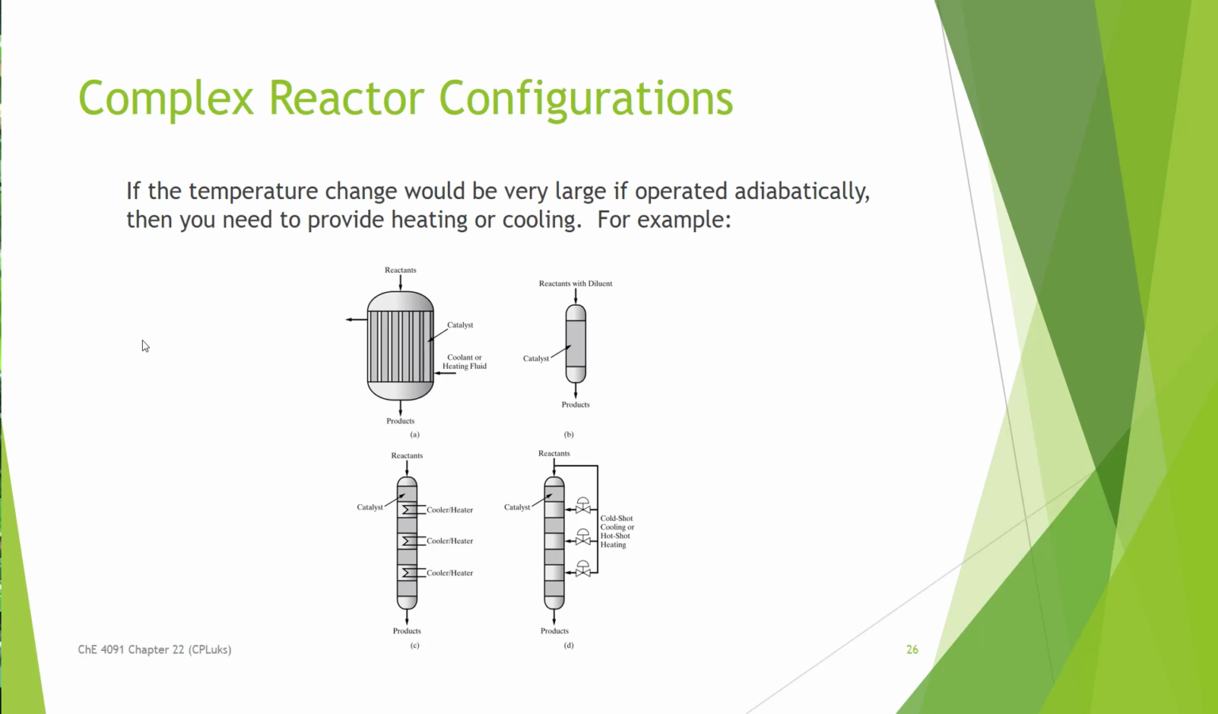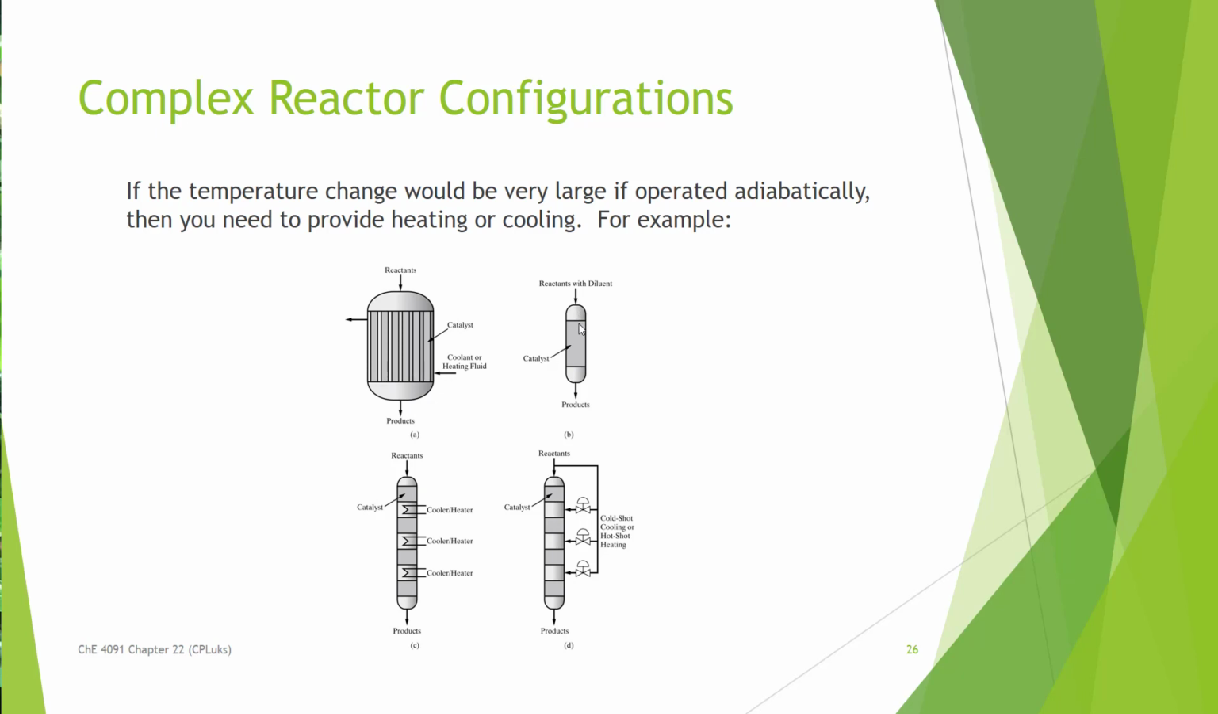Now, there's a wide variety of complex reactor configurations that you should look at. First, if the temperature change would be very large for adiabatic operation, then you're going to need to provide heating and cooling. We've shown here some examples of how that can be accomplished. In this one here, the material is in small tubes, and then we have a cooling or heating fluid that is going around those tubes.